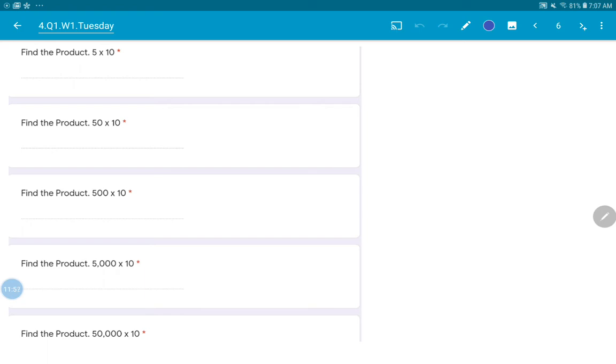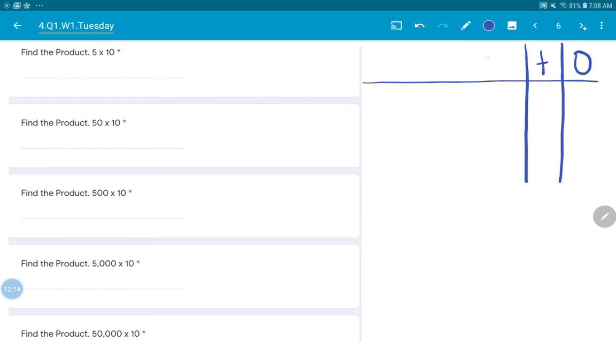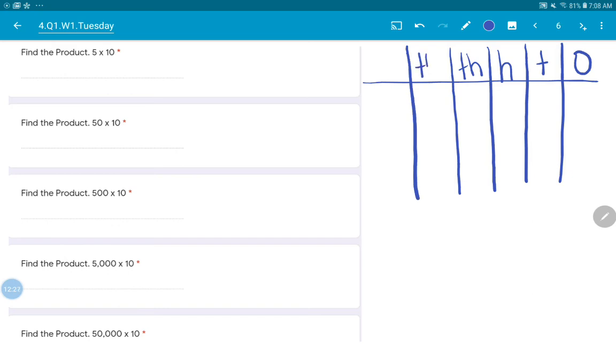And the last set of problems that we have asks you to find the product when you multiply by 10. So think back to the place value chart that we used last week. I'm going to go ahead and draw one over here. Put my ones, tens, hundreds, thousands, 10 thousands, and 100 thousands.